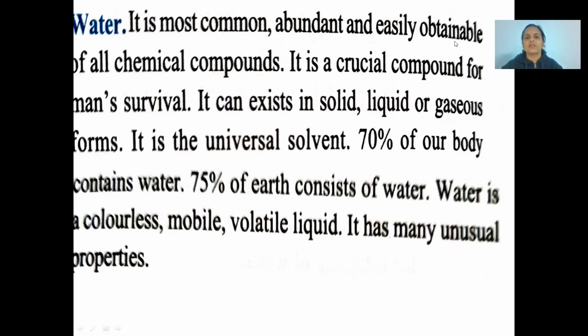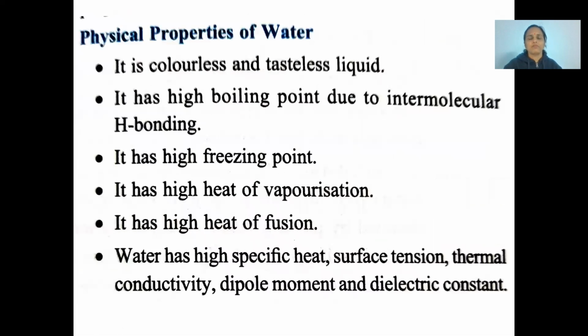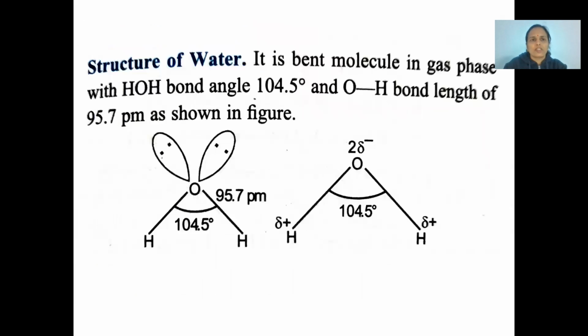Water is a colorless, mobile, volatile liquid. It has many unusual properties. Let's have a quick look at the physical properties of water. It is a colorless and tasteless liquid. It has a high boiling point due to intermolecular hydrogen bonding. It has a high freezing point, high heat of vaporization, and high heat of fusion. Water has high specific heat, surface tension, thermal conductivity, dipole moment, and dielectric constant.